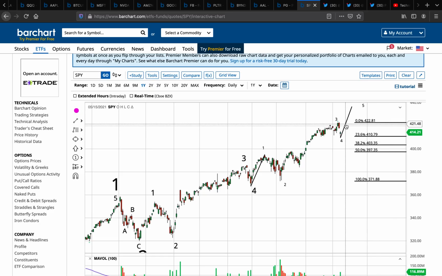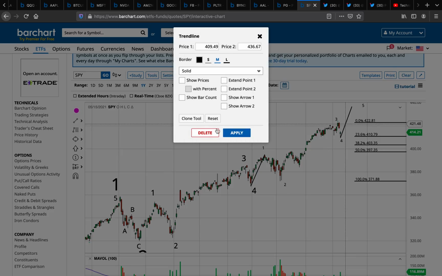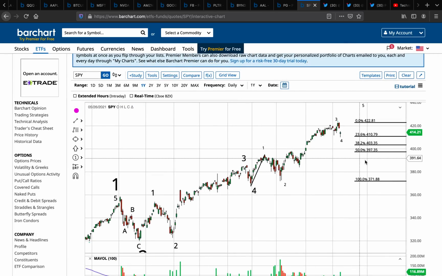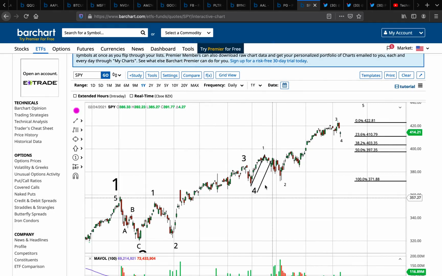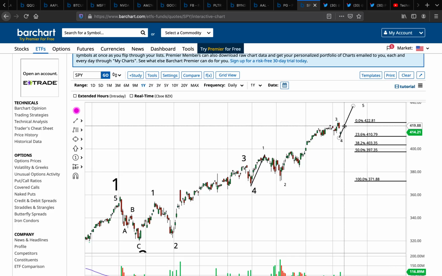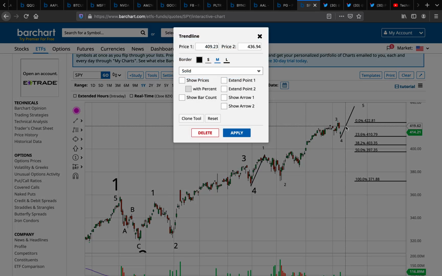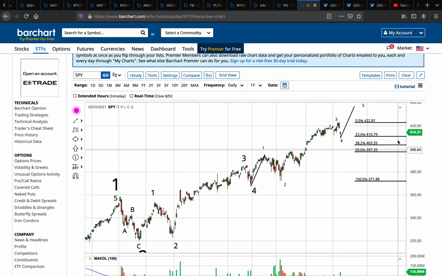Now, if the wave 3 high is put in at 422, then we're looking for a wave 4 correction to end somewhere between 403 and 410. Assuming that this low is put in, the length of wave 1 placed at the wave 4 low would take SPY to, any guesses? 436. It's the exact same projection, and we still have 403 being a very important number. So bears, get SPY below 403.